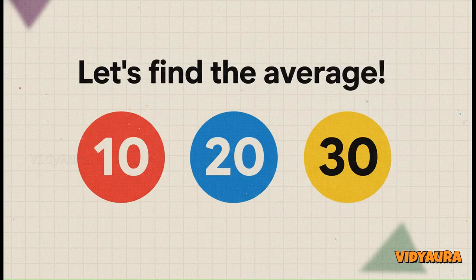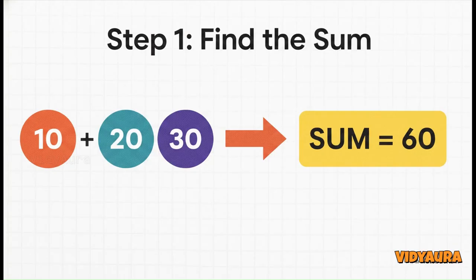All right, time to put that golden rule into action. Let's find the average of these 3 numbers: 10, 20, and 30. Come on, you've got this. Let's solve it together. Okay, step 1, find the sum. Remember, that just means we add all the numbers up. So we've got 10 plus 20, which is 30. And then 30 plus 30 gives us 60. Perfect. Our sum is 60.